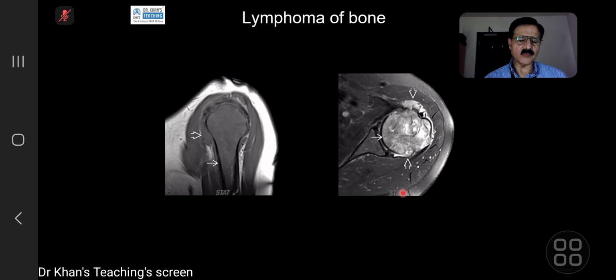And anything which is low on T1, because the fatty marrow is destroyed. Please remember, usually on a T1 weighted sequence, fatty marrow is bright. And fat is our friend there in the bone. And if you lose fat, it means a problem. But then comes the fine touch that it should be lower than the adjacent muscle, or lower than the adjacent intervertebral disc in the case of spine.